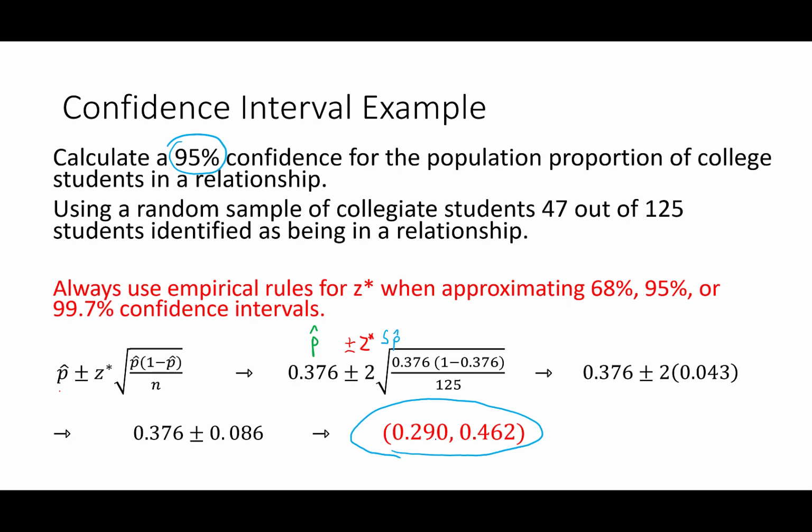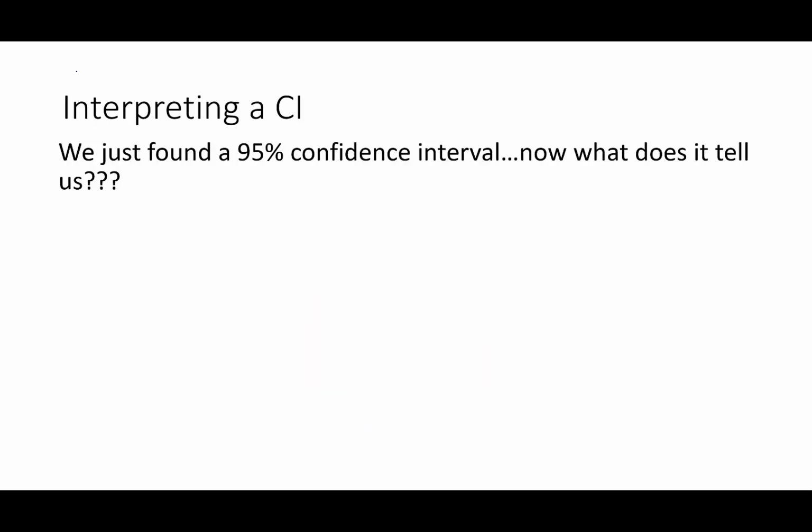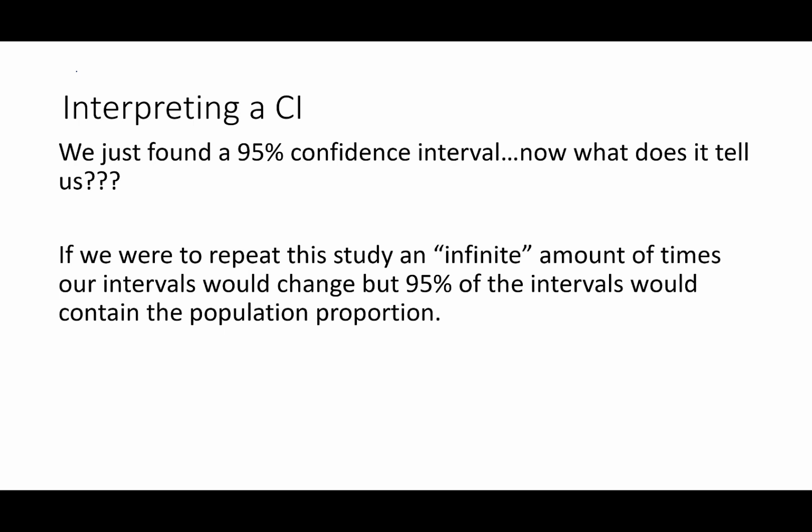Now the big question for us is how are we going to interpret that confidence interval? And there's a few ways for us to think about this. The first way, if we remember, was if we were to keep taking confidence intervals over and over and over again, 125 college students, 125 college students, and over, if we did that an infinite amount of times, 95% of those intervals would contain or capture the population proportion. But that's kind of a weird way to think about things.